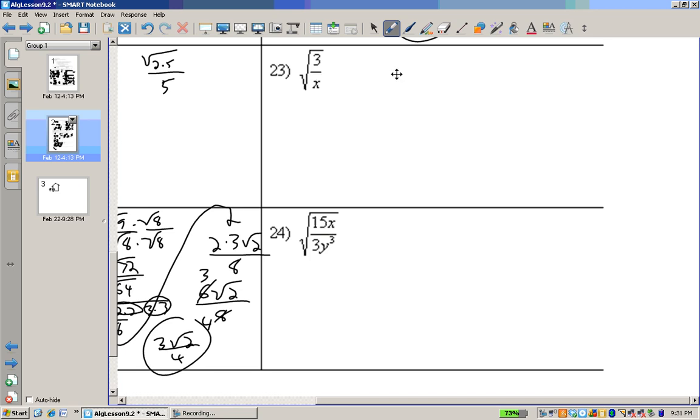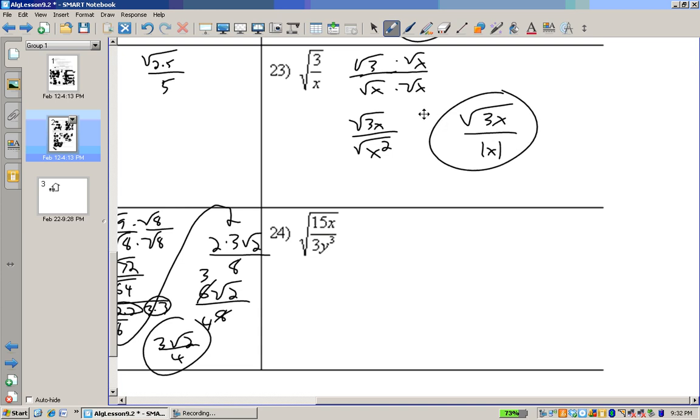Okay. In this case, we're going to break this apart first. We need to rationalize this denominator. So it would be nice if we had 2 x's down here. So let's make 2 x's down here. What I do on the bottom, I must also do on the top. So we have square root of 3x over the square root of x squared. Keep in mind that this is going to be the absolute value of x. So this is the square root of 3x over the absolute value of x, because this is to the first power. And that's as simplified as I can get it.